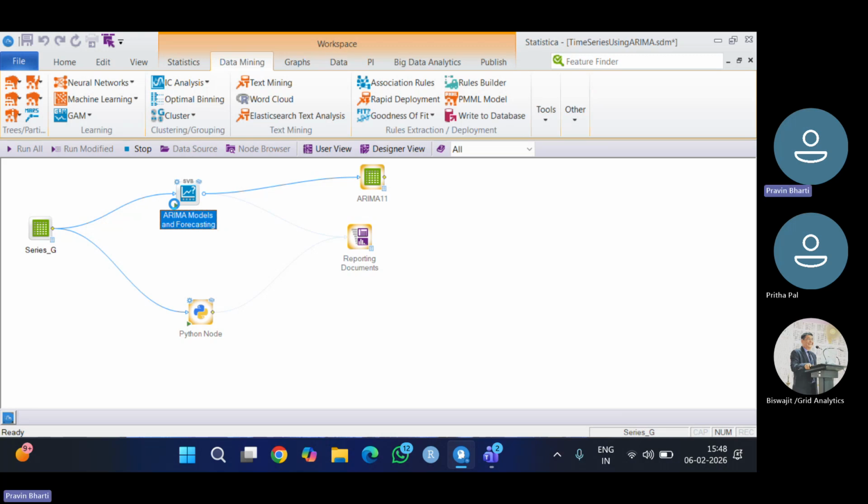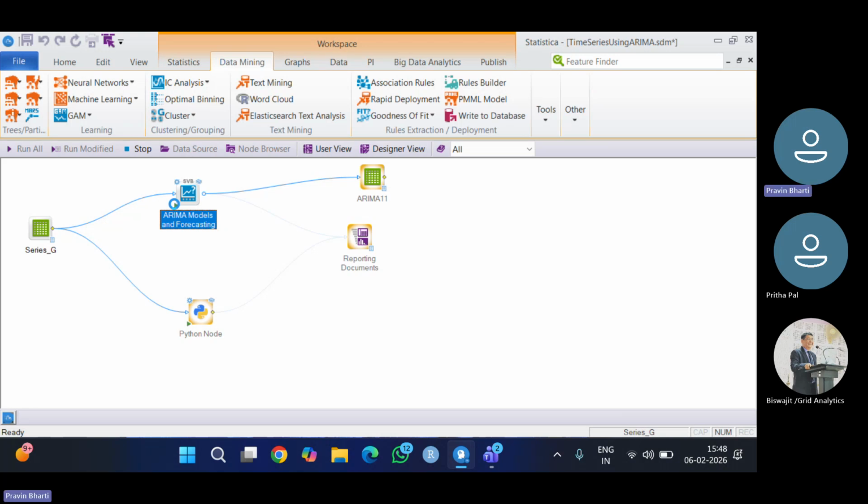Now see, 4 months, that means 2 years of passenger data has been forecasted. So after the next 12 years, it is also showing the same behavior. So it is forecasted in a proper manner.